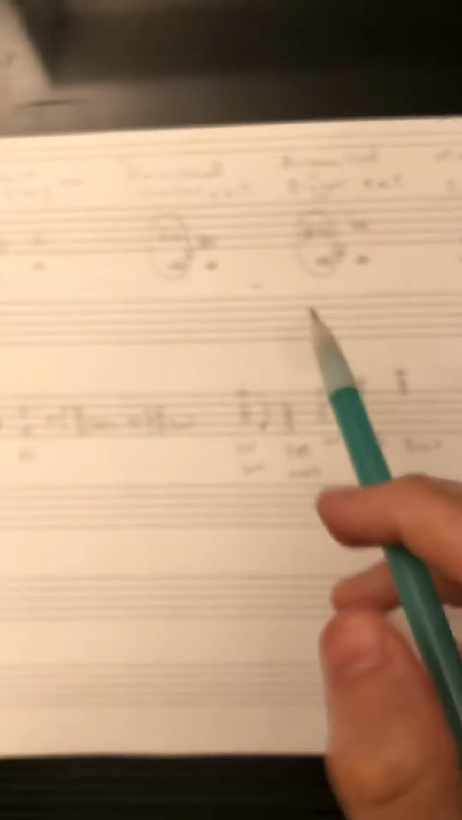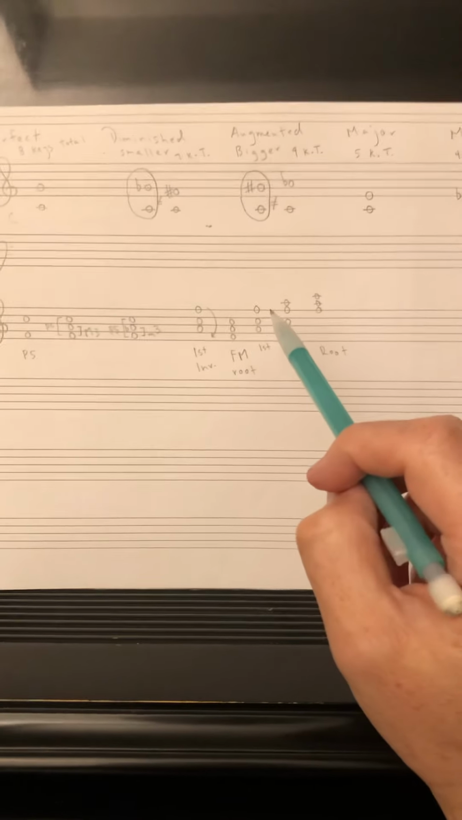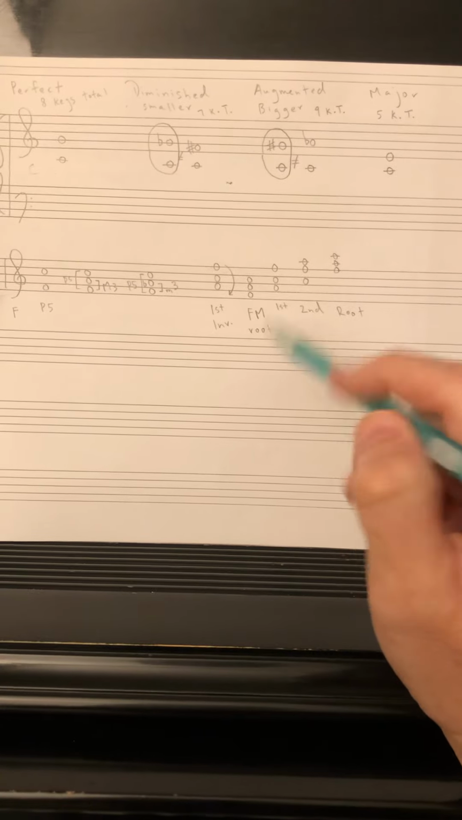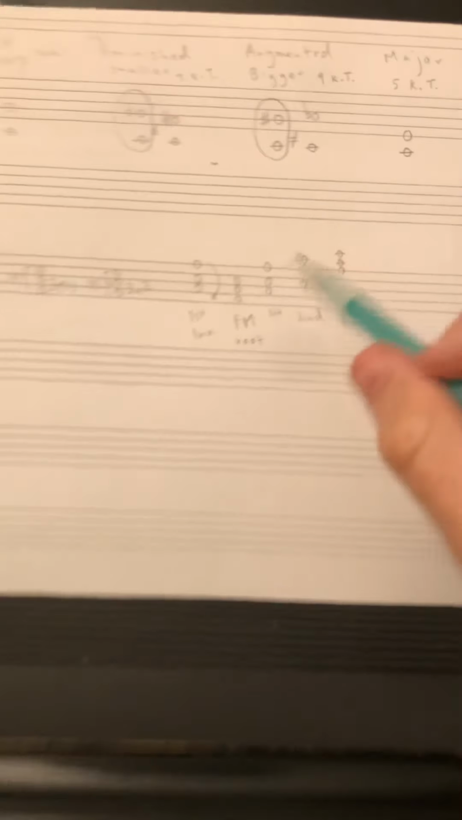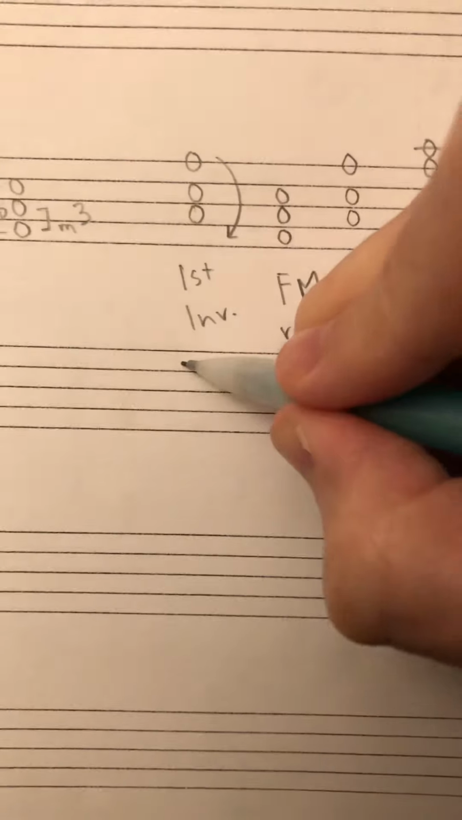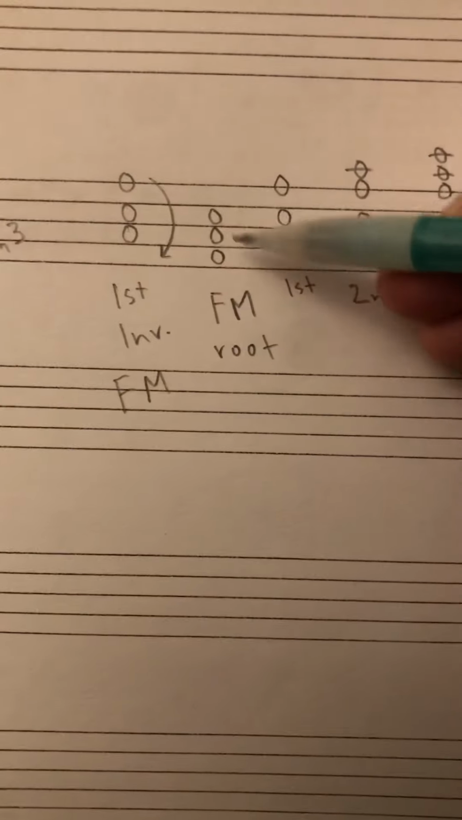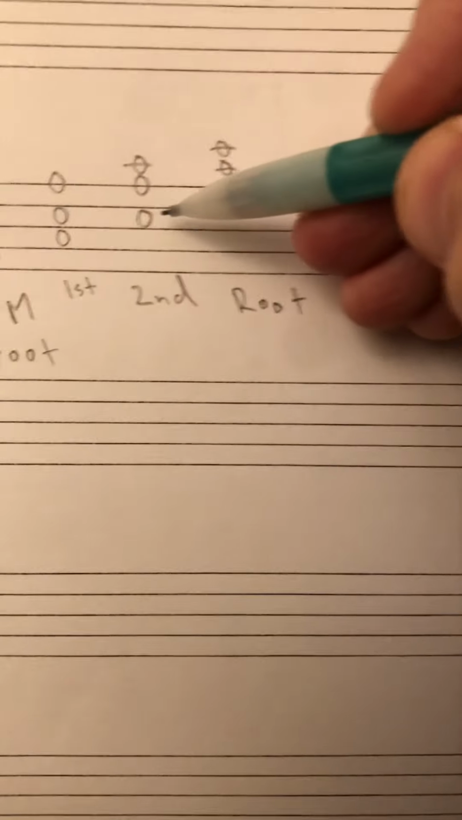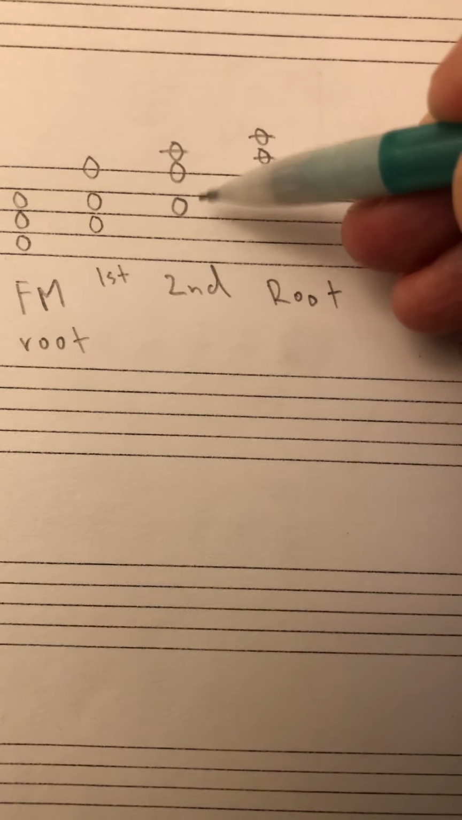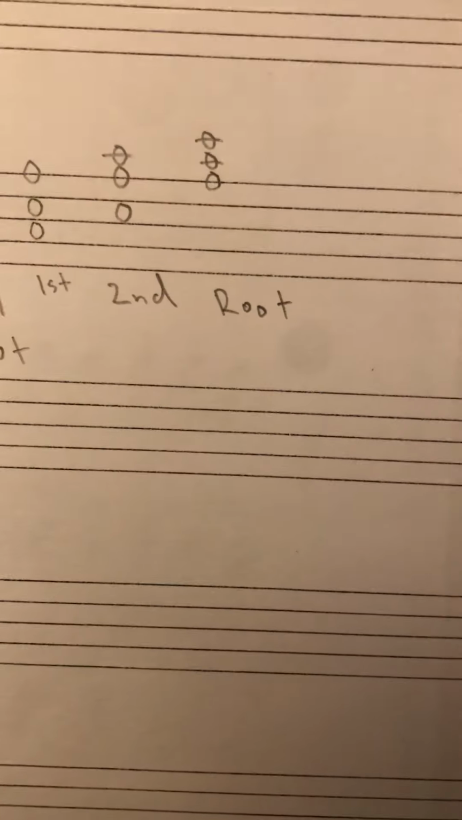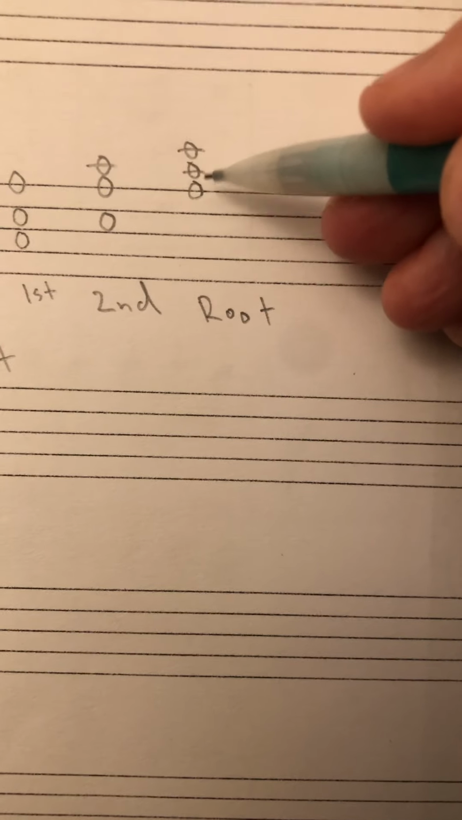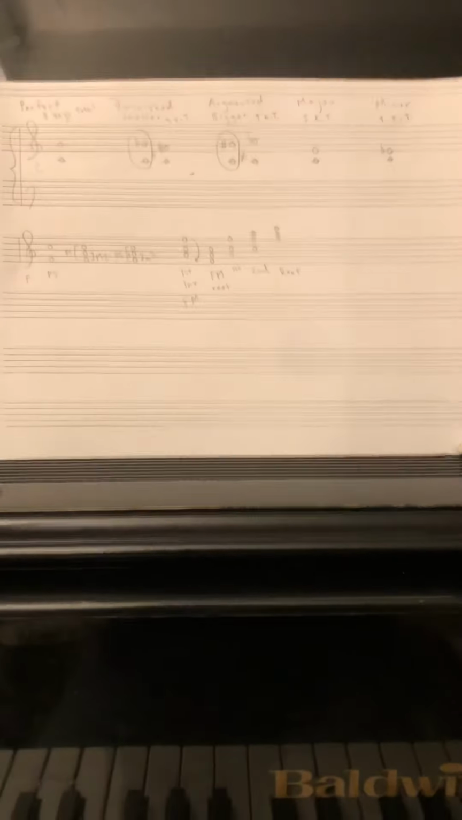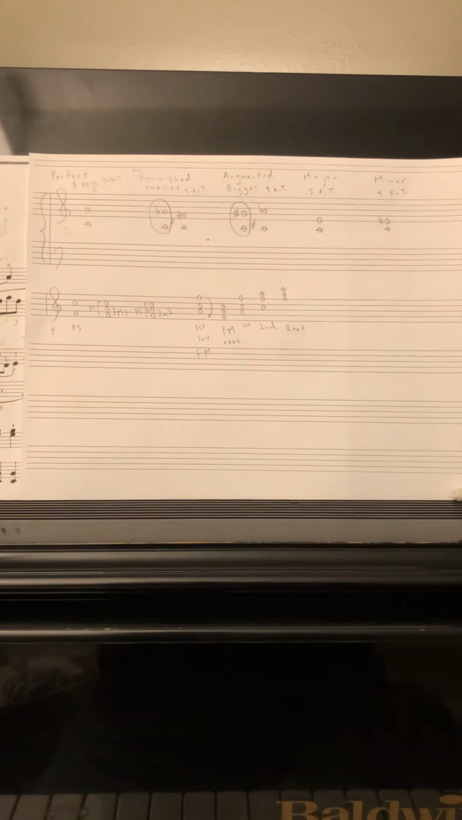Okay, this is just the very beginning of you learning how to identify chords, what they are, you know? This would be a first inversion F major. This would be root position F major. This would be second inversion F major, and this is once again root position F major, because F major is F A C. Okay, so watch this please and rewatch it if you need to.